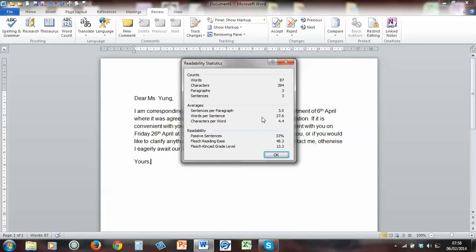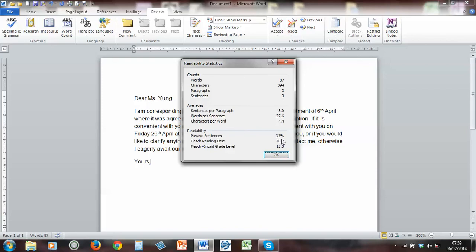Now, if your program doesn't do this, I would suggest you talk to the librarians or the people in IT about how to alter your Word settings so it will give you this. And as you can see from this, it gives you the words, number of characters, number of paragraphs, number of sentences, various bits of data there. But I want to come on to this bit at the bottom here where it says readability.